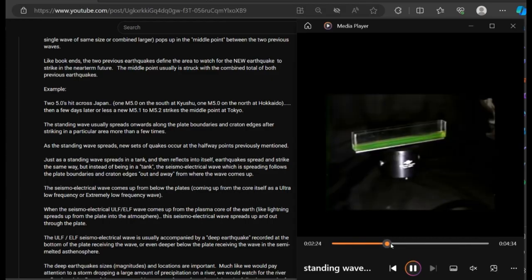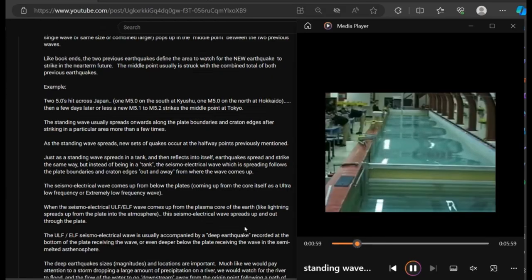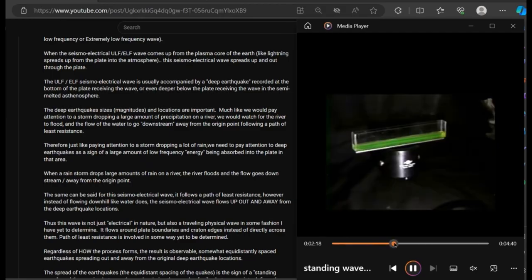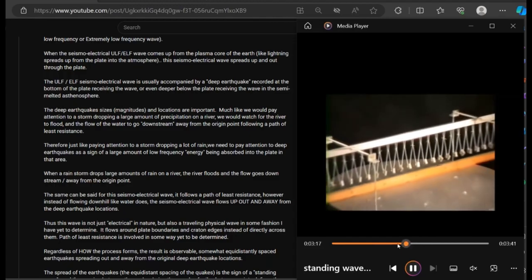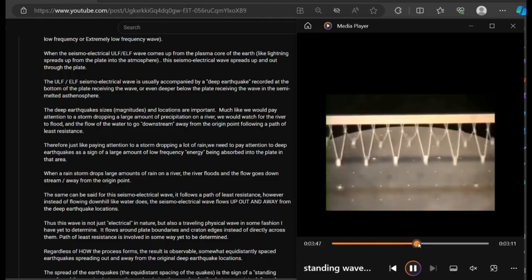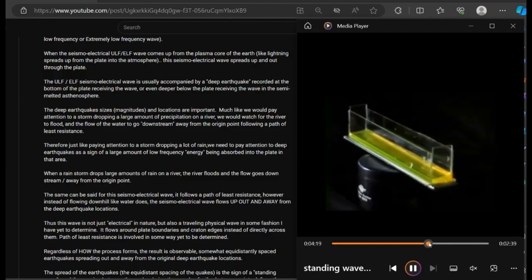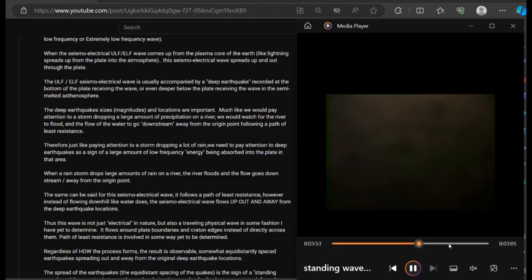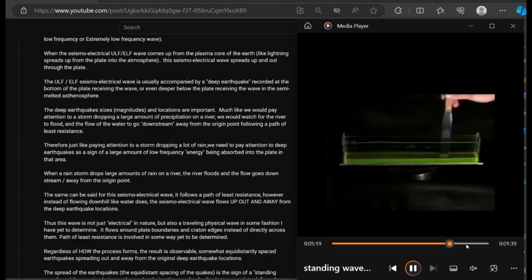When a rainstorm drops large amounts of rain on a river, the river floods and the flow goes downstream, away from the origin point. The same can be said for the seismo-electrical wave. It follows a path of least resistance. However, instead of flowing downhill like water does, the seismo-electrical wave flows up, out and away from the deep earthquake locations. Thus this wave is not just electrical in nature, but also a traveling physical wave in some fashion I have yet to determine. It flows around plate boundaries and craton edges instead of directly across them. Path of least resistance is involved in some way yet to be determined.